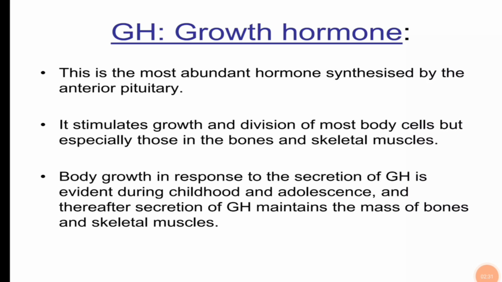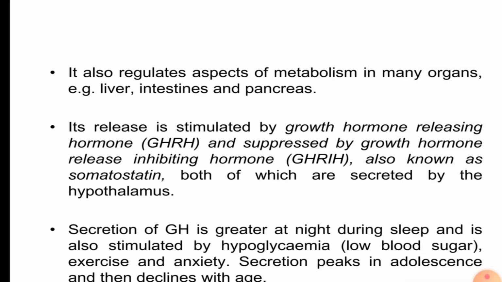Growth hormone. This is the most abundant hormone synthesized by the anterior pituitary. It stimulates growth and division of most body cells, but especially those in the bone and skeletal muscles. Body growth in response to secretion of GH is evident during childhood and adolescence, and thereafter secretion of GH maintains the mass of bones and skeletal muscles. It also regulates aspects of metabolism in many organs. Examples are the liver, intestine, and pancreas.